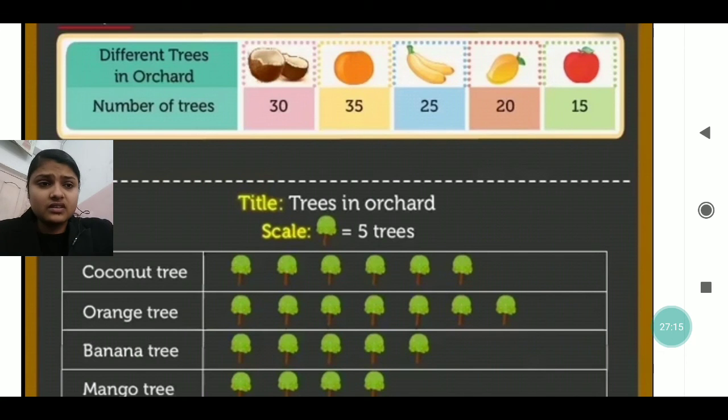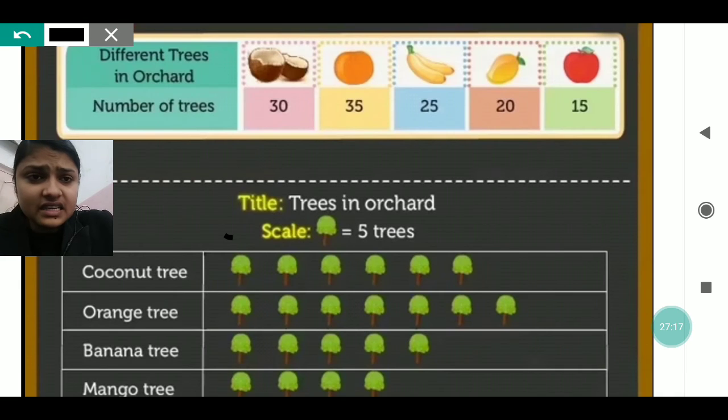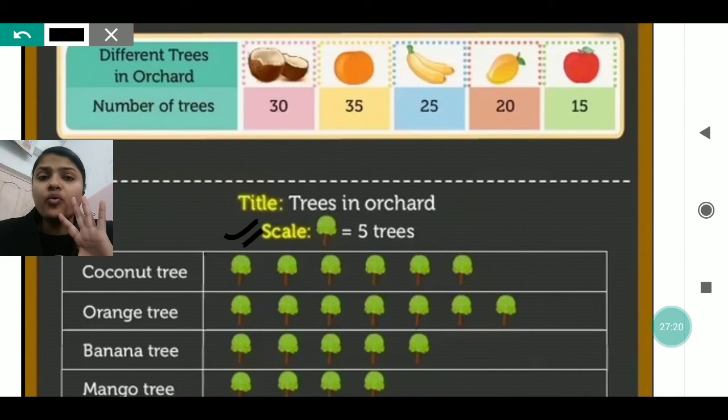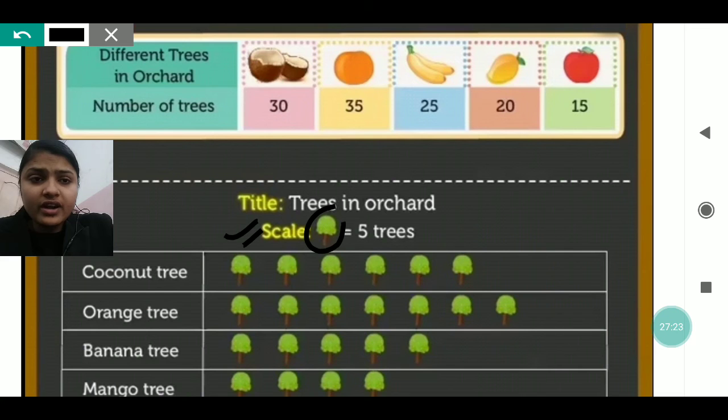So you can see I have written here that in the scale I have mentioned one tree means 5. Okay, if we are drawing one tree, it refers to 5 trees. So how many coconut trees are there? 30 total coconut trees are there, right? So how many trees can we draw for representing this? Only 6 trees we will draw. If we are drawing the 6 trees, then it is representing 30 coconut trees. In the same way, if we are drawing 7 trees, then it's representing that there are 35 orange trees in the orchard.